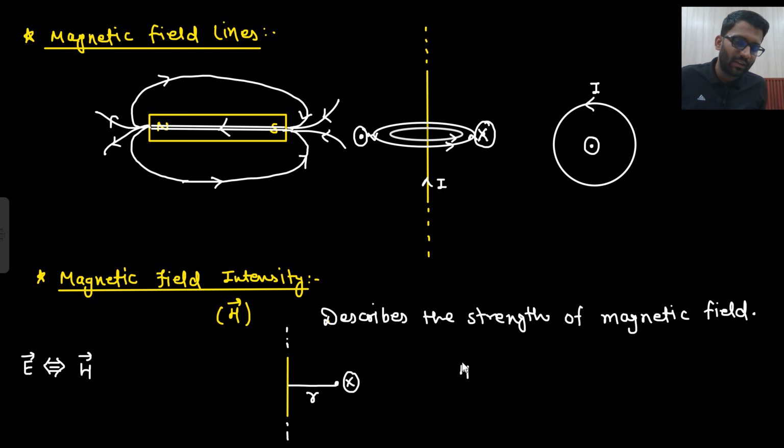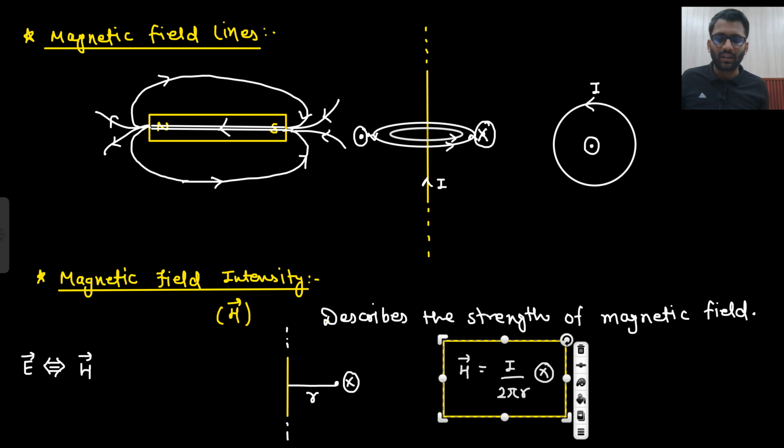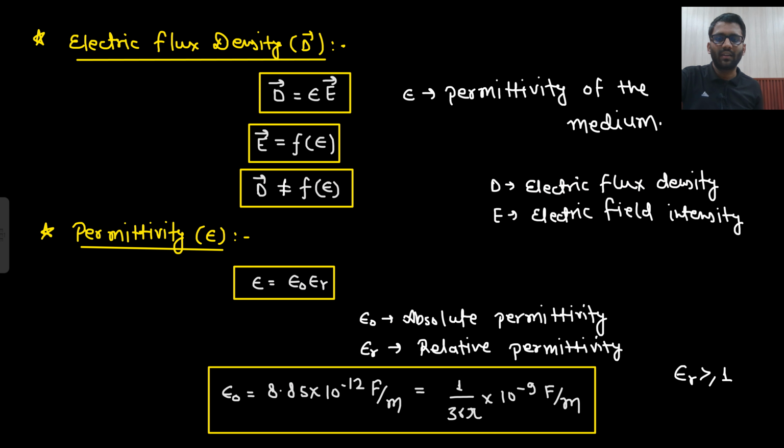The formula will be H equals I upon 2 pi r. Direction is going inward, this is how I am showing it. Now why am I writing this formula? I want to show the dependency on medium.